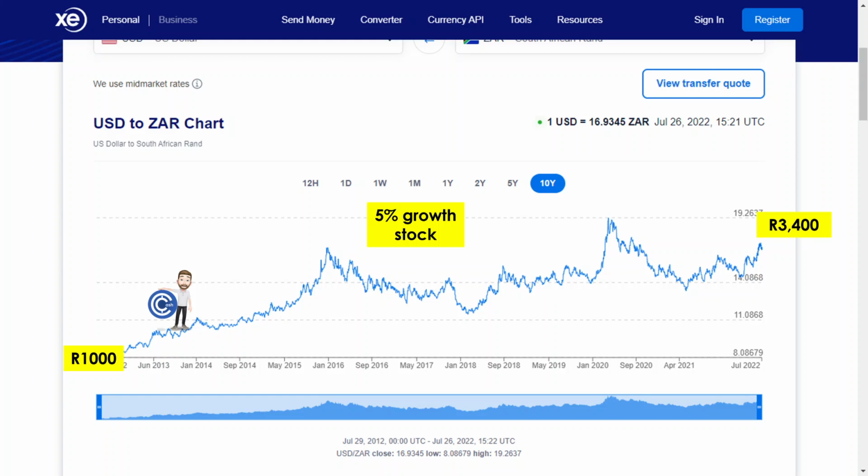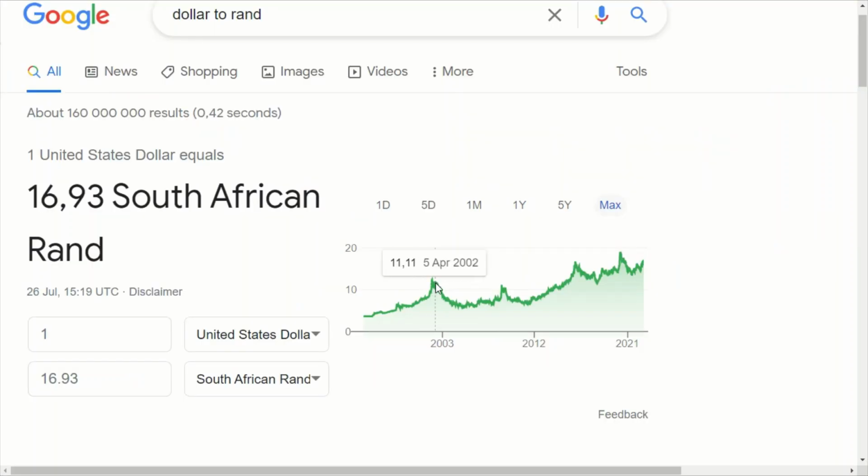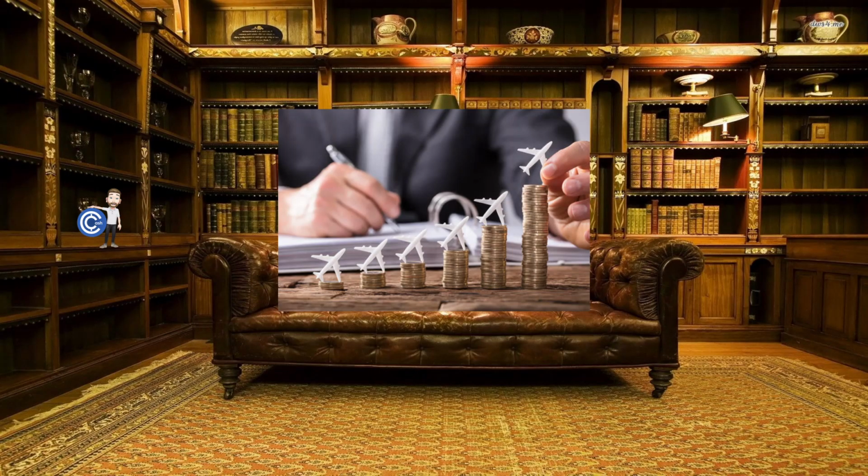Yet after the September 11 attacks in 2002, the dollar went to as little as 5 Rand 20. So why am I telling you all of this? The reason is that currencies can add an extra boost to your investment portfolio, like a gust of wind behind an aeroplane, or it can drag you down depending how they perform.